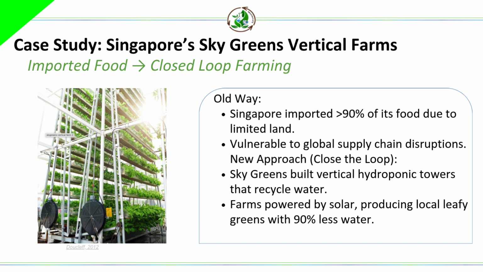The new approach. Sky Greens built vertical hydroponic towers that recycle water, allowing them to grow leafy greens locally. These farms are powered by solar energy and use 90% less water than conventional agriculture. This is a great example of how closed-loop farming can reduce reliance on imports, save water, and produce food locally, even in a place with very limited land.